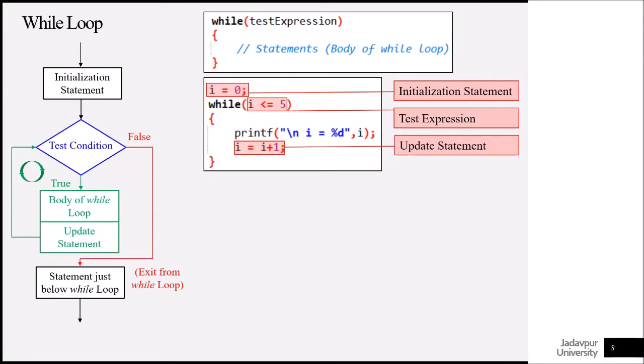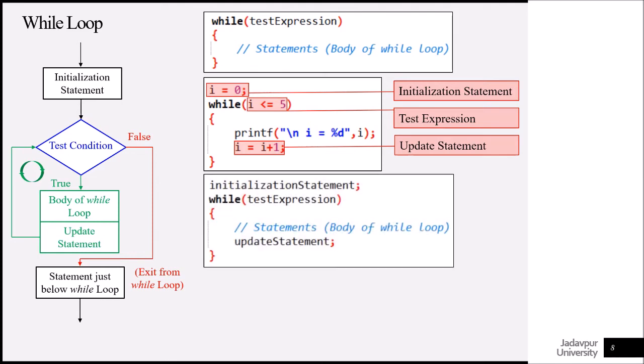So here is an improved flow diagram of the while loop, where the initialization statement along with the update statement within the body of the while loop has been incorporated. The corresponding syntax can be written like this. Again, the initialization statement is provided before the while loop starts, and there is an update statement within the body of the while loop.